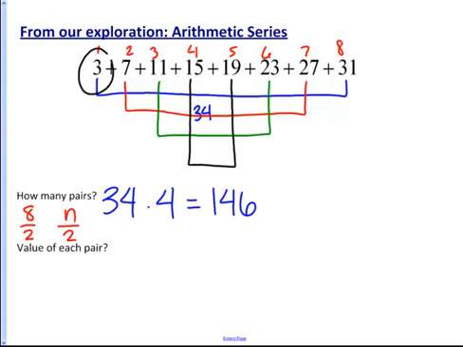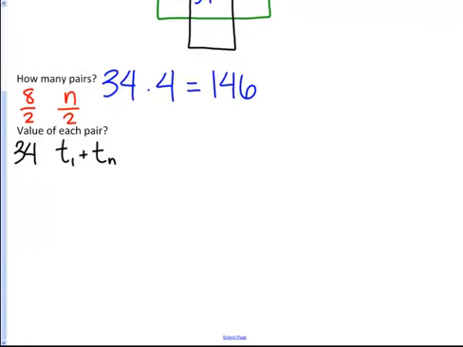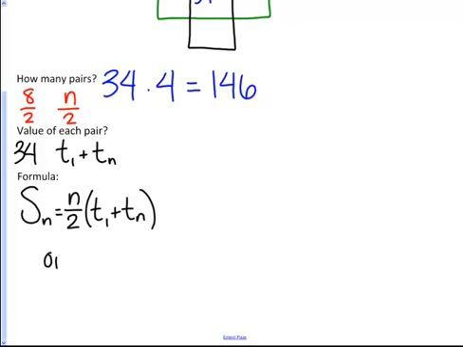What's the value of each pair? Well, to find the value of the first pair, we took the first term and added it to the last term. And in general, the value of each pair is going to be the sum of the first term and the last term. If there are n terms in the sequence, t sub n stands for the last term. So we can write a formula. The sum of the first n terms of an arithmetic sequence is equal to the number of pairs, n over 2, times the value of each pair, which is the first term plus the last term.